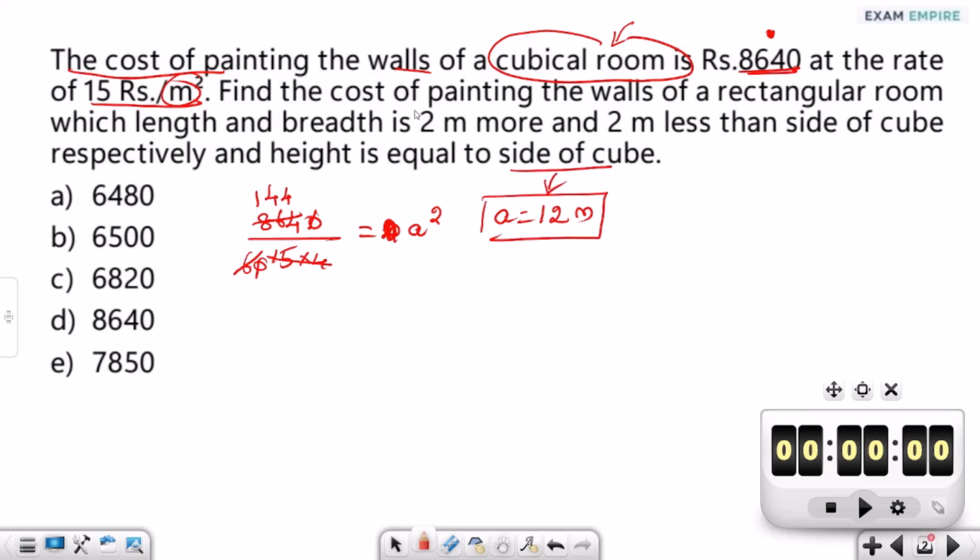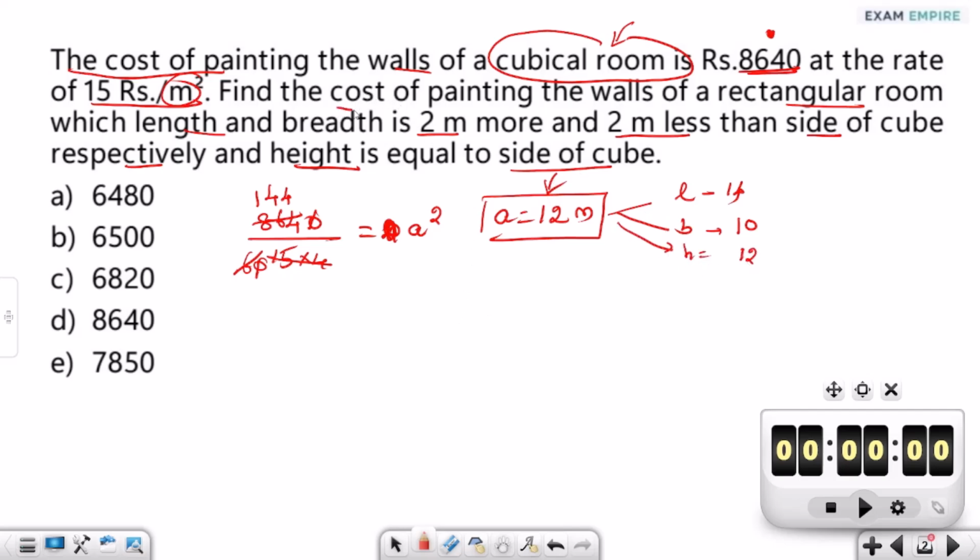Now find the cost of painting the walls of a rectangular room whose length and breadth are 2 meter more and 2 meter less than the side of the cube respectively. So what will be the length? 2 meter more, that is 14. And what will be the breadth? 2 meter less, which is 10. And height is equal to the side of the cube. So what is the height? Which is 12.